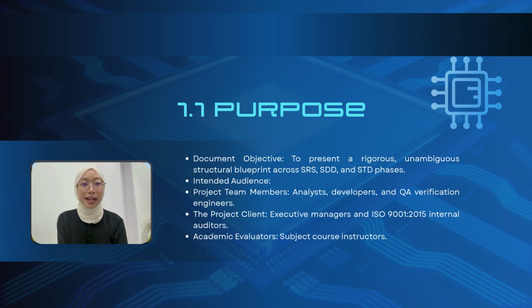For Section 1.1, the purpose of this system documentation is to build a highly structured, unambiguous technical blueprint that covers the requirements, design, and testing life cycles. This ensures that our project team can develop the system accurately, the client can verify their business logic alignment, and our academic evaluators can assess our methodology.